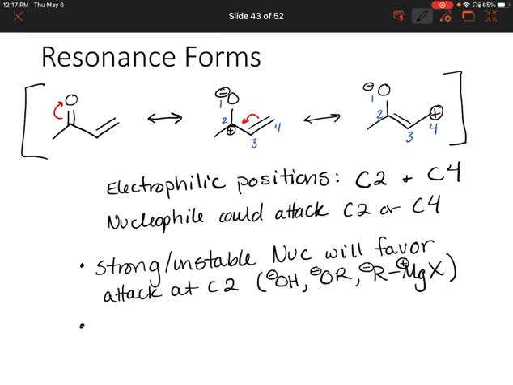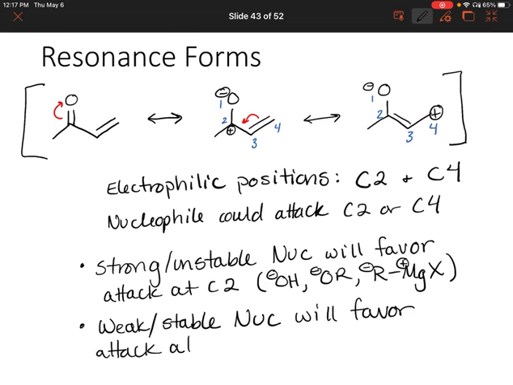Now, what if we have a weak or stable nucleophile? Well, that will favor attack at carbon 4. A stable nucleophile would be one where the negative charge is actually shared among multiple atoms. So likely that would have a resonance structure. So we'll just say that the nucleophile is resonance stabilized, and that's what makes it weak or stable.